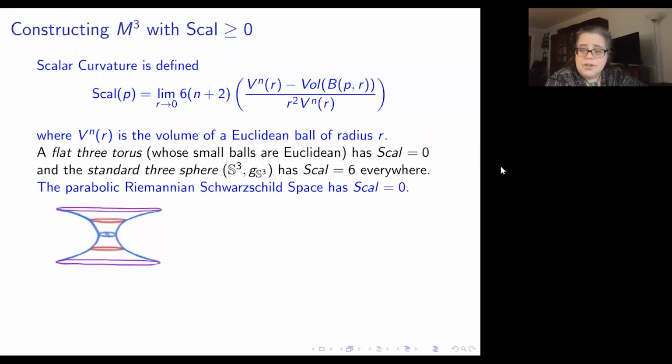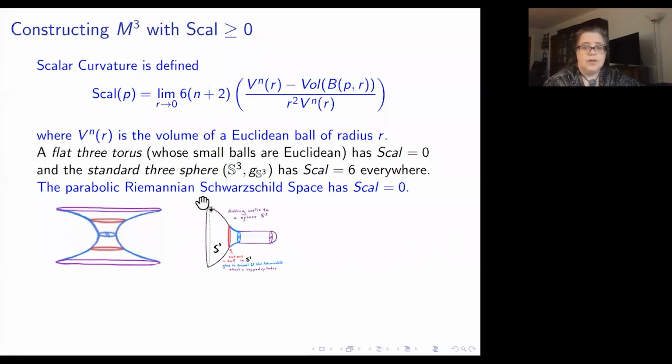Another example with 0 scalar curvature is this parabolic Riemannian Schwarzschild space. I mention parabolic to emphasize that this manifold is a parabola rotated around a sphere. It's a warped product Riemannian manifold that has scalar curvature equal to 0, and it is part of a Schwarzschild black hole. The fact that this is a parabola is rather important because it becomes asymptotically flat in a very nice way that will allow us to use it to glue together some examples.